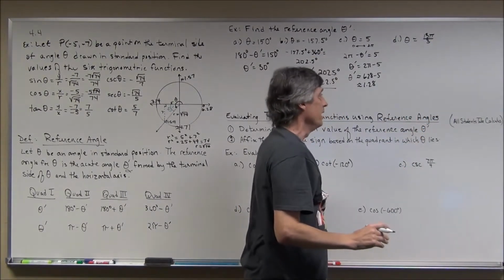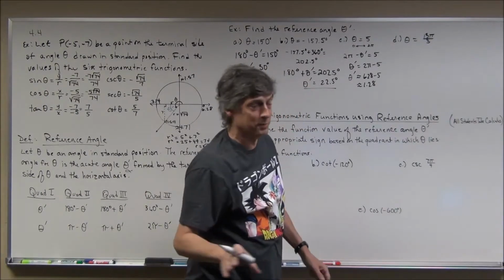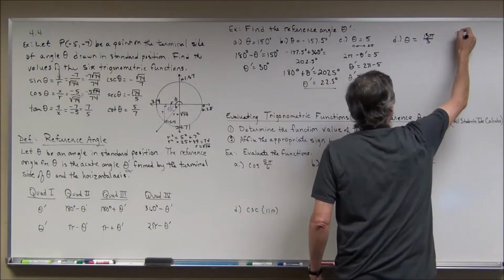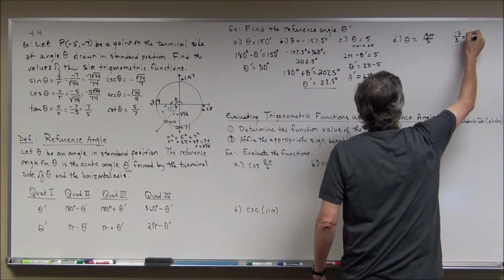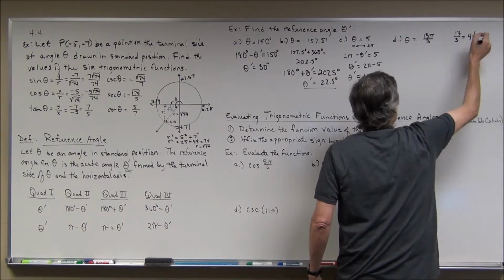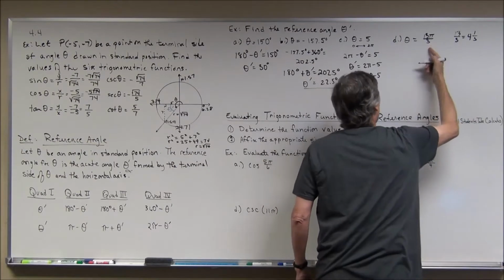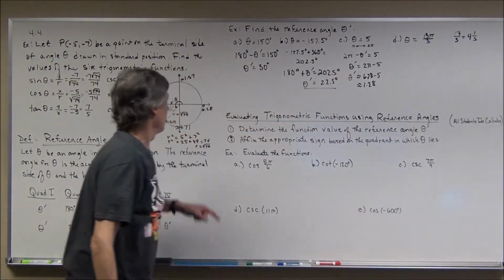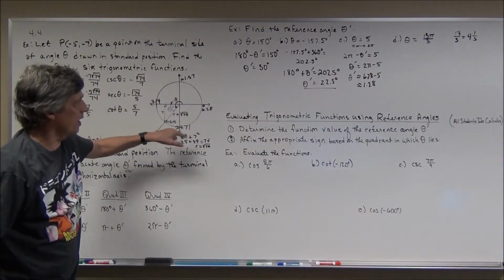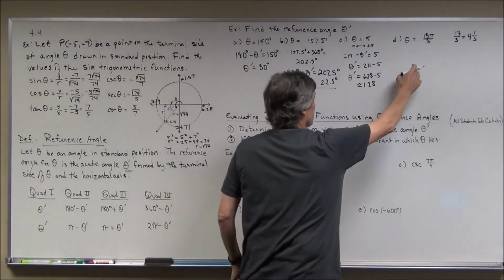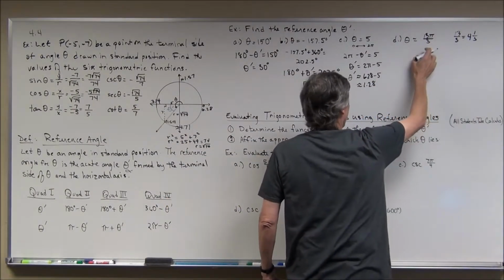13 pi over 3 is bigger than 2 pi. I can tell you it's bigger than 2 pi because 13 divided by 3 is 4 1/3. So this is like 4 1/3 pi. 4 1/3 pi is way too big. I want it to be between 0 and 2 pi. So what I'm going to do here is start subtracting 2 pi's off of this.